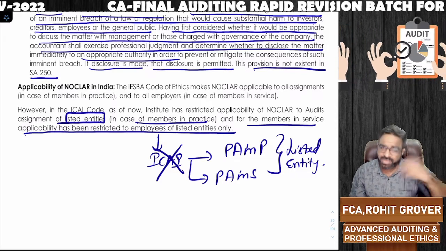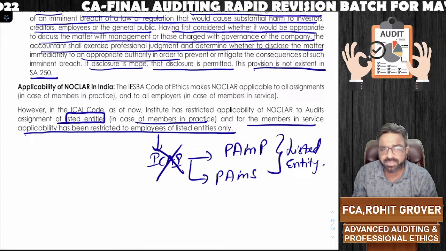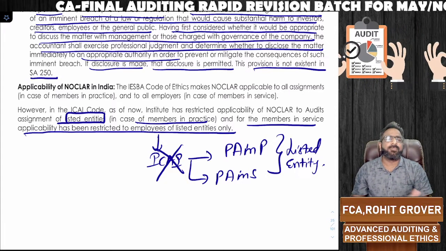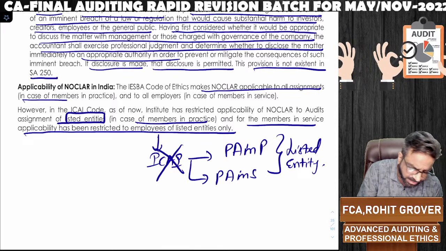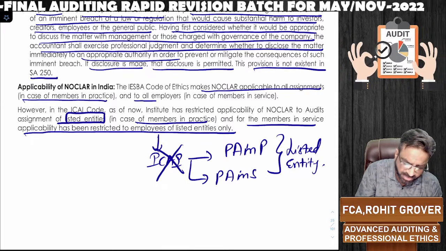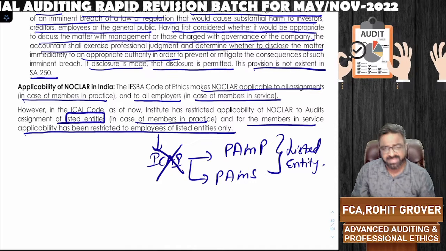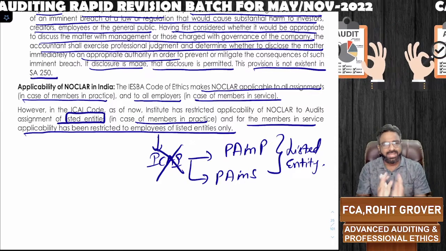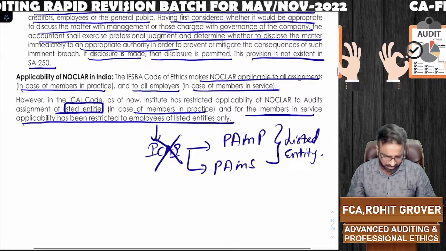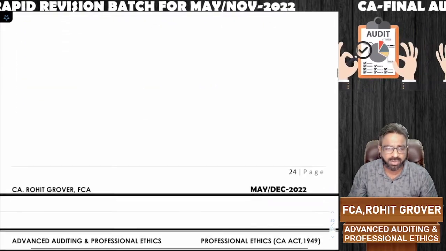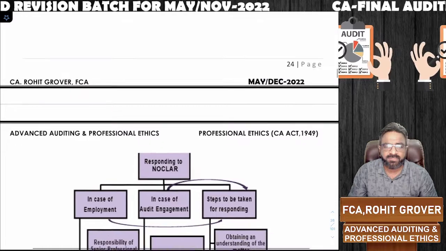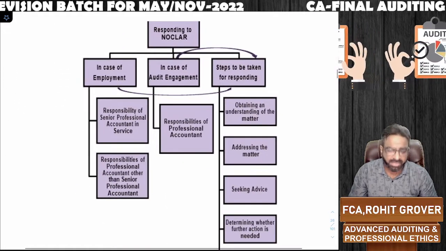So it is trying to follow the footsteps of the IESBA code, but the IESBA code makes NOCLAR applicable to all types of assignments in case of members in practice and to all employees in case of members in service. But in India, it is applicable only to listed entities and their employees. Did you get the point or not? So I hope every one of you understood everything relating to NOCLAR.